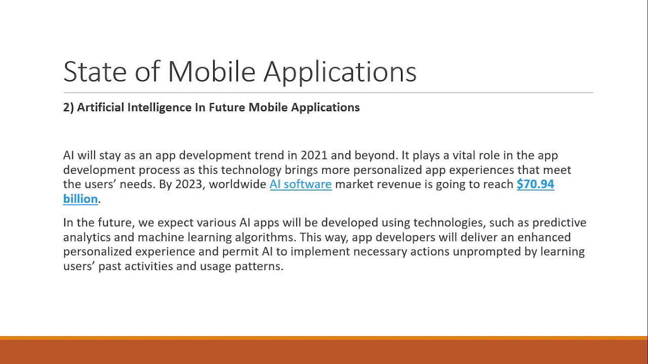So the second state we'll talk about is artificial intelligence. So AI will stay as an application development trend in 2021 and beyond. It plays a vital role in the app development process as this technology brings more personalized app experiences that meet the user's needs. So by maybe next year, 2023, the worldwide AI software market revenue is going to reach more than 70 billion US dollars.